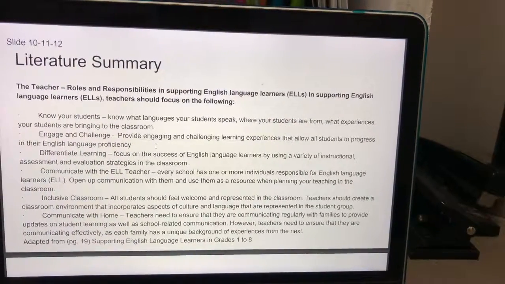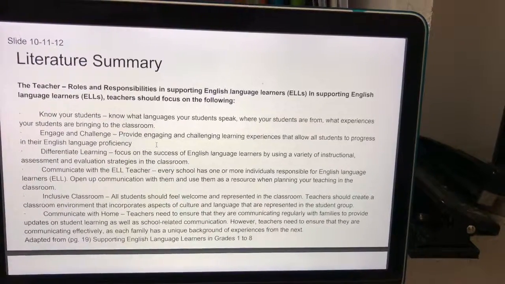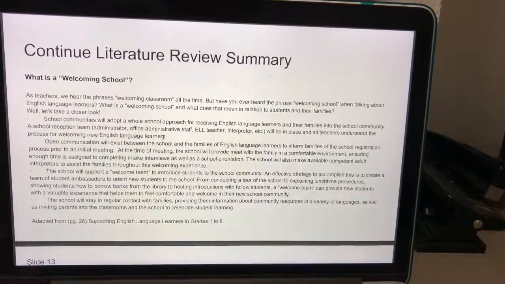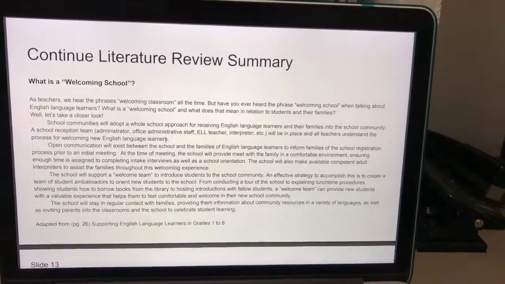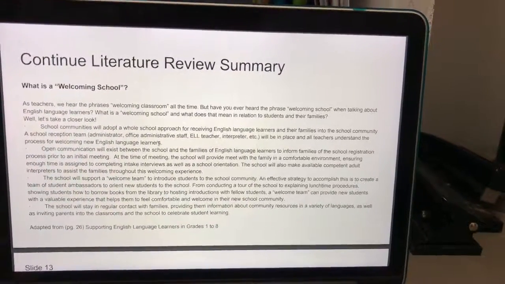Teachers need to ensure that they are communicating regularly with families to provide updates on student learning as well as school-related communication. And also, I've written a literature review summary of my definition of a welcoming school. So this connects with inclusivity.